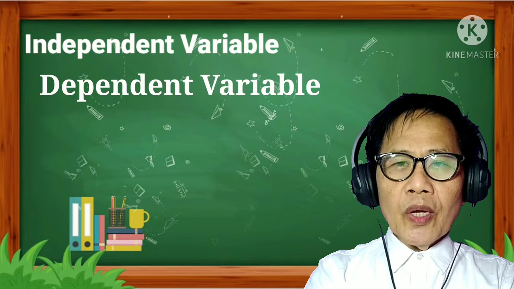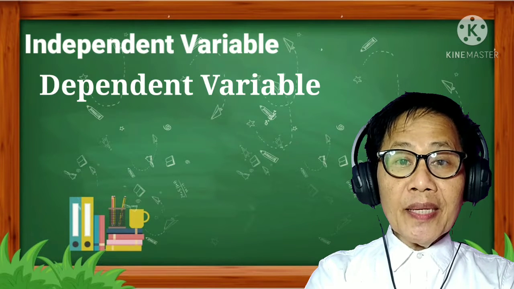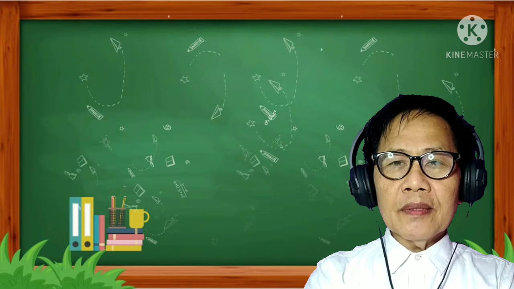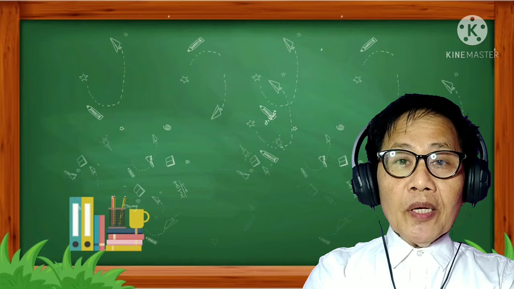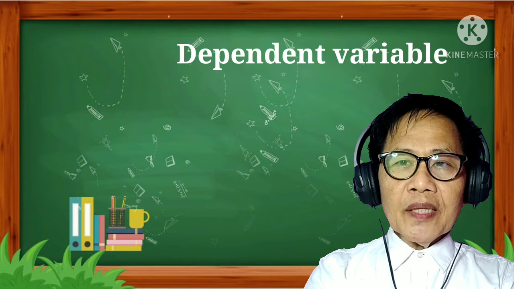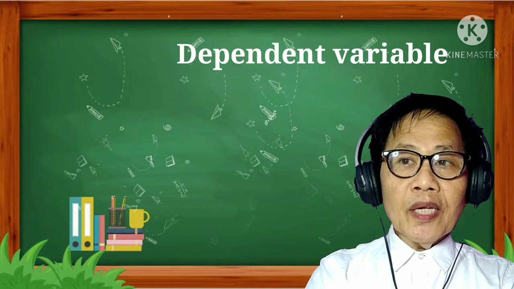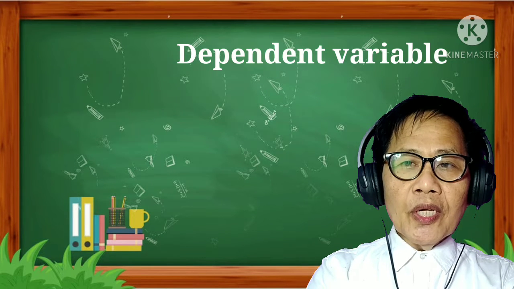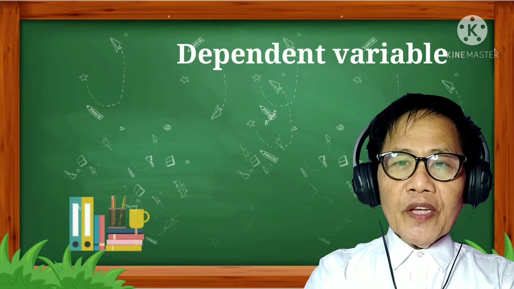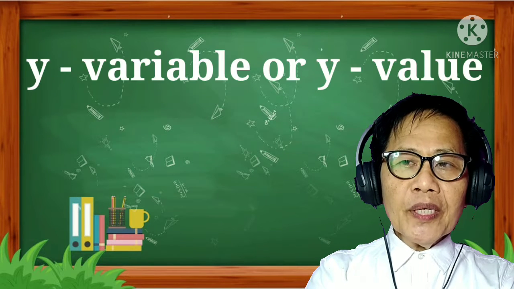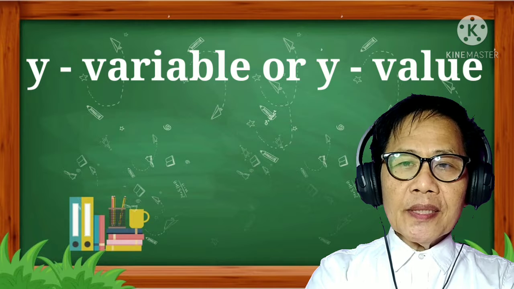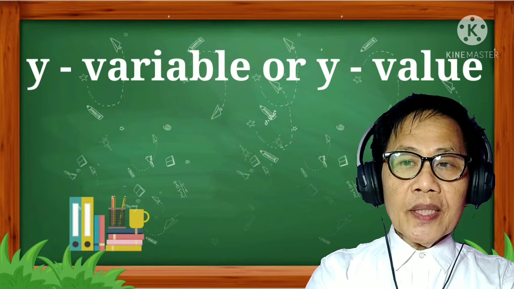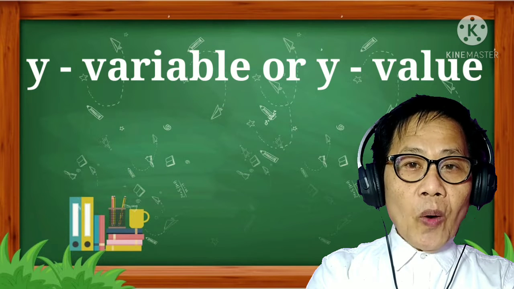How do we know which variable is independent and which variable is dependent? Dependent variable is a variable that is affected by the independent variable, and it changes in response to the independent variable. In a relation, dependent variable depends on the independent variable. It is generally represented by the y variable, or what is referred to as y value.